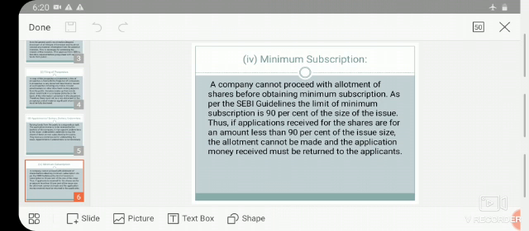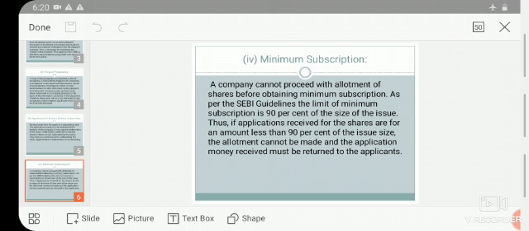The limit of minimum subscription is 90% of the size of the issue. That means if the company issued 6 lakh, out of 6 lakh the company has to collect 90%. At least 90% should be collected. If not, whatever application money received so far has to be refundable.